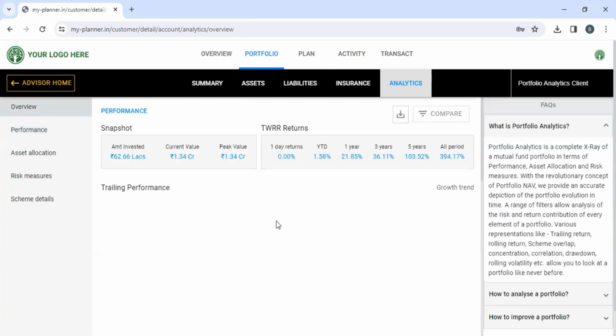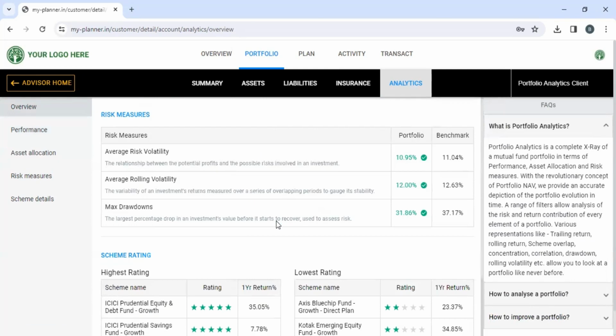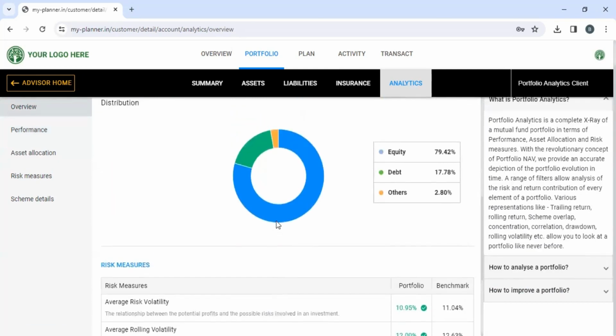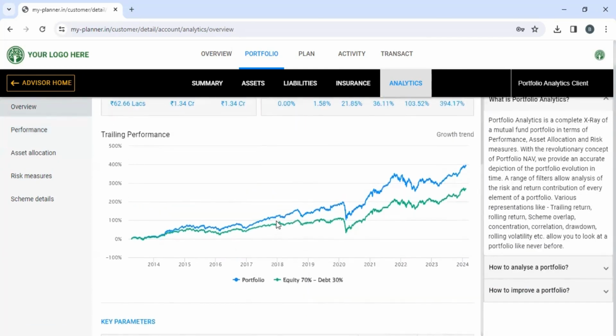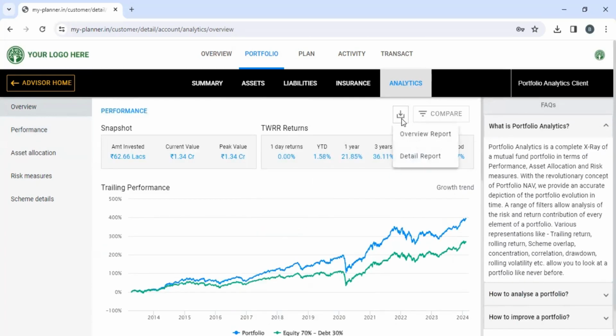The overview page is just a brief consolidation of all of these individual elements, in terms of performance, risk, return, and scheme details. And everything can be downloaded in a very overview report and a detailed report. The detailed report is a 9-10 pager, and every aspect is elaborated in that. Also, FAQs are present.